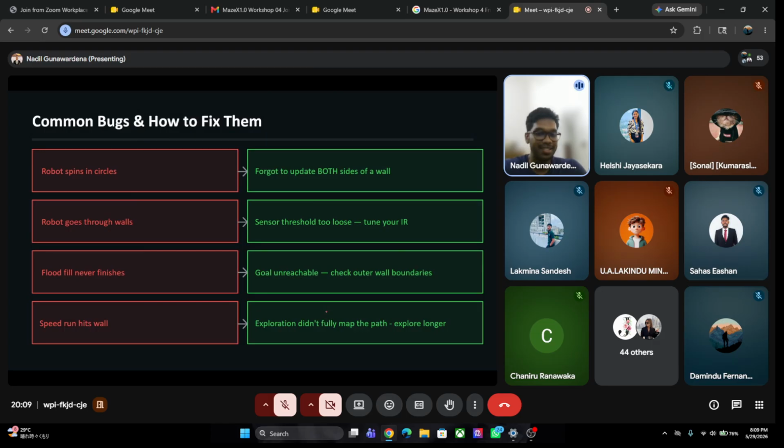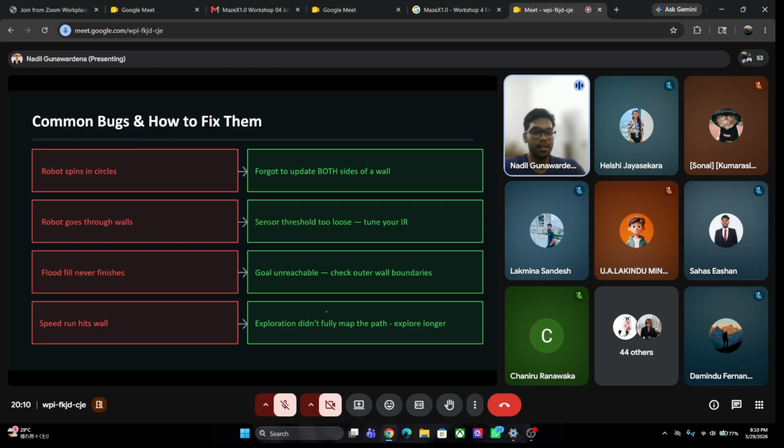And then these are just common bugs and how to fix them. There are more instances than this, I just listed out some of them. If the robot spins in circles, you have literally forgotten to update both sides of a wall, as I have mentioned in my previous slides. If you detect a wall, you need to mirror that update.